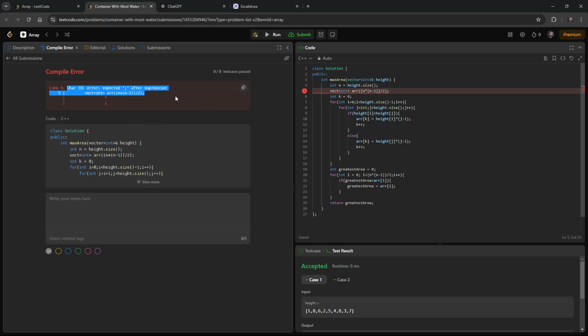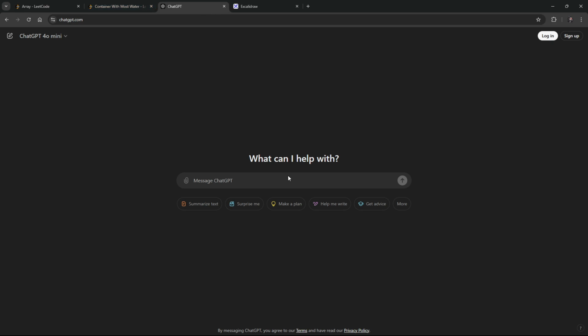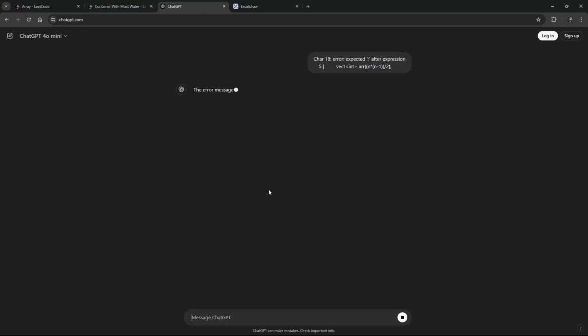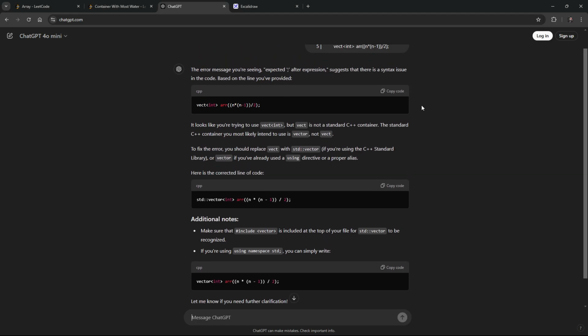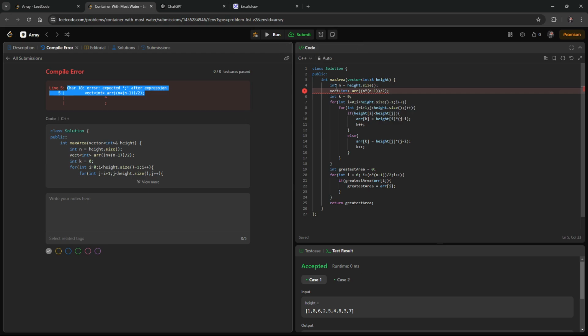Let's take this error to ChatGPT and see what it's trying to say. Error message you are seeing, expected semicolon after expression, so there is a syntax issue in the code based on the line you have provided. It looks like you are trying to use vector int, but somebody, instead of writing vector, I wrote wait. What was I thinking? VECTOR. Okay, now it's correct.